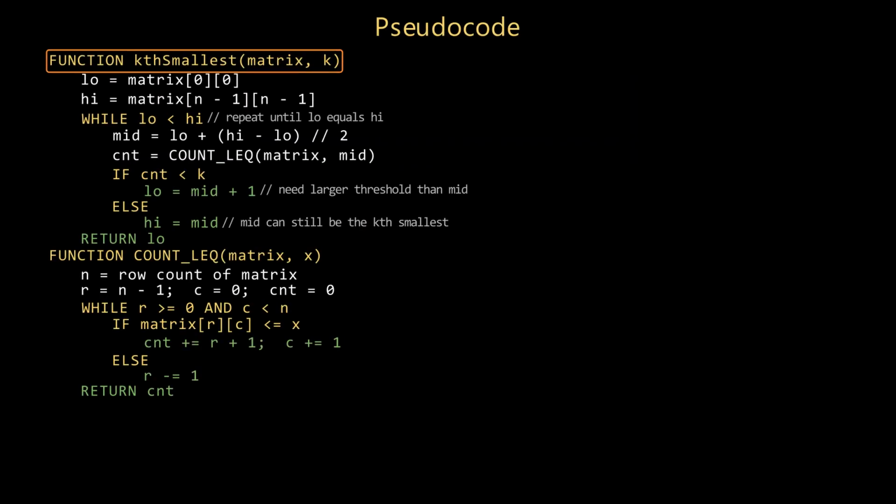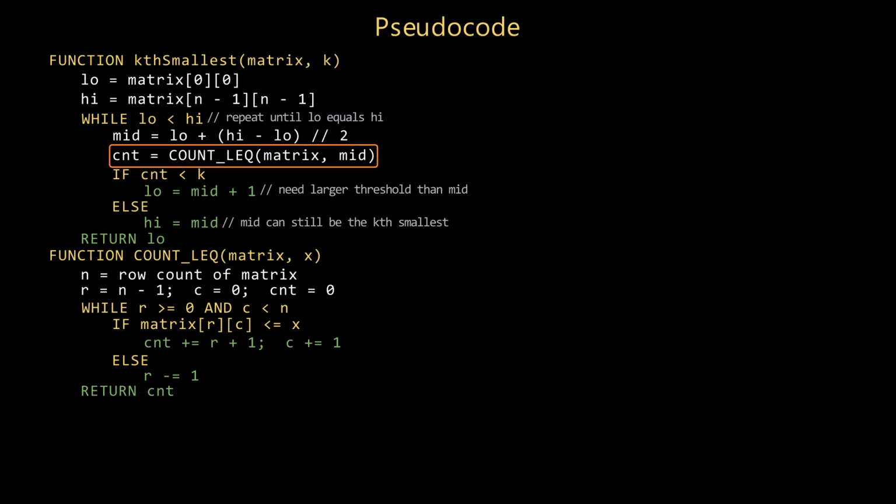Function kth smallest takes the sorted matrix and k. Read the minimum value at the top left corner. Read the maximum value at the bottom right corner. Binary search while low is still strictly less than high. Pick mid as low plus half of high minus low using integer division, instead of low plus high then halved, so the sum never blows up in bounded integer types.